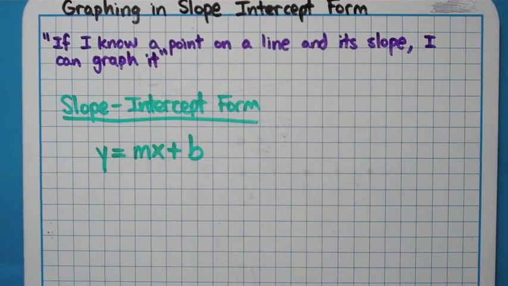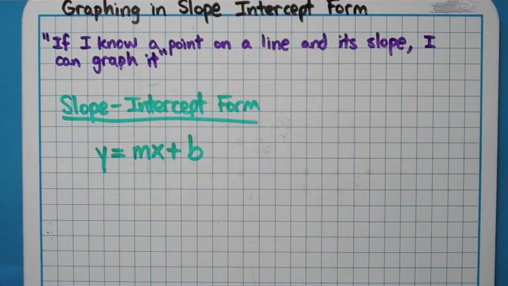Okay, so it seems like we've been doing a lot of different things with lines. We've been talking about their slope, we've been talking about their intercepts, we talked about how to graph them using tables. I'm really excited for this video because this is where it all finally comes together and gives us an awesome shortcut for graphing lines.